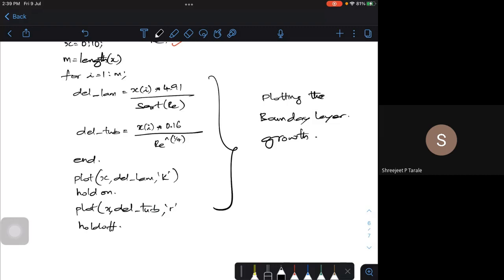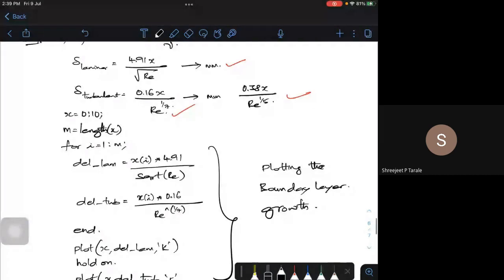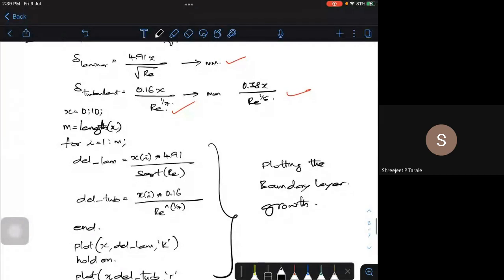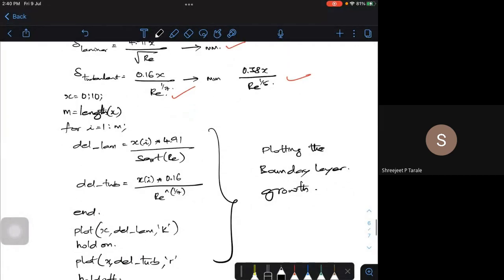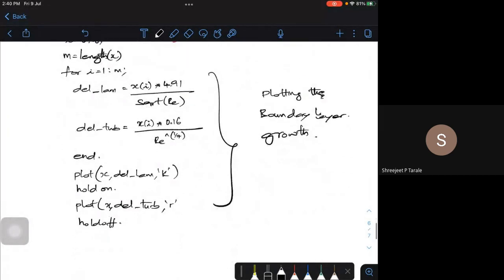Same thing, nothing extra. All the formulas, whatever you studied, we are using the same formulas. Delta laminar, delta turbulent: 4.9x by square root of Re, 0.16x divided by Re to the power of 1.5, or 0.38x divided by Re to the power of 1.5. These are some standard formulas I'm trying to use. Either you can use standard formulas or you can derive them and use them.